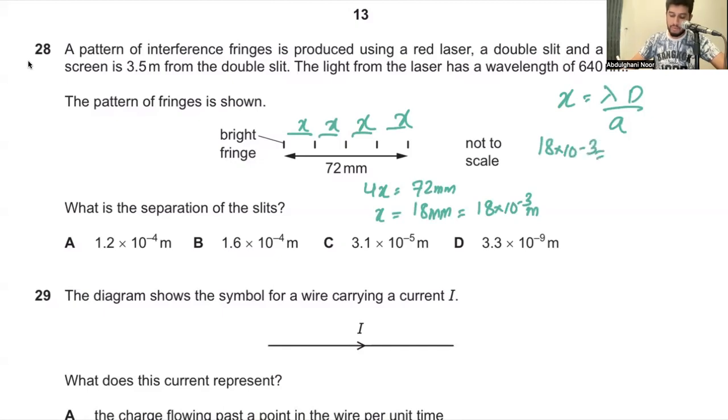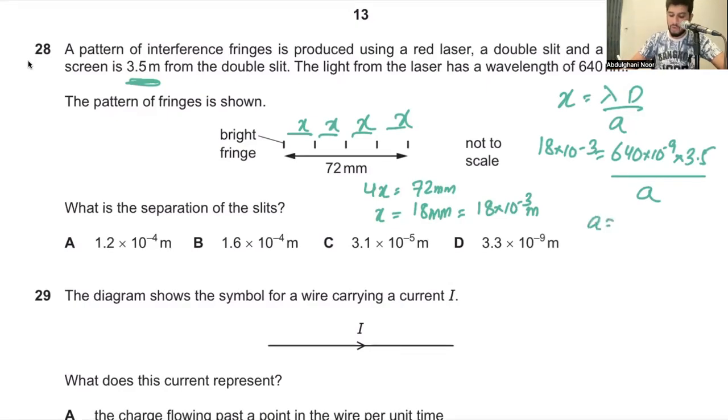Wavelength they have also told us, 640 nanometers, 640 into 10 to the power minus 9. Distance from the screen is given as 3.5 meters. So this is multiplied by 3.5 divided by a. a is the separation of the two slits and that is our unknown.